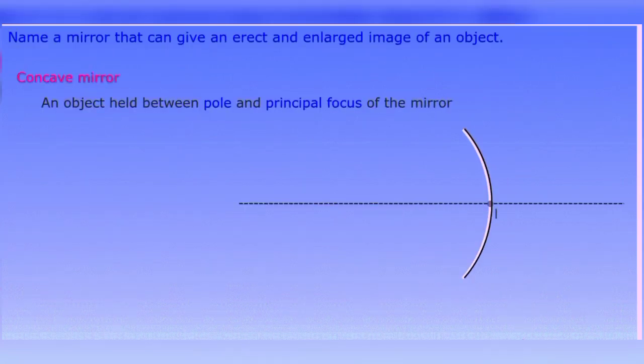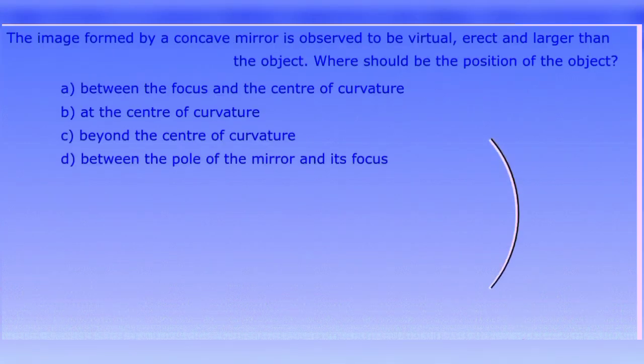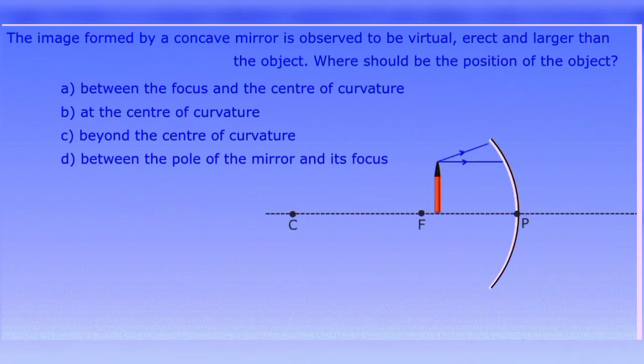The next question is, the image formed by a concave mirror is observed to be virtual, erect and larger than the object. Where should be the position of the object? A. Between the focus and center of curvature. B. At the center of curvature. C. Beyond the center of curvature. D. Between the pole of the mirror and its focus. So the answer will be between the pole of the mirror and its focus.